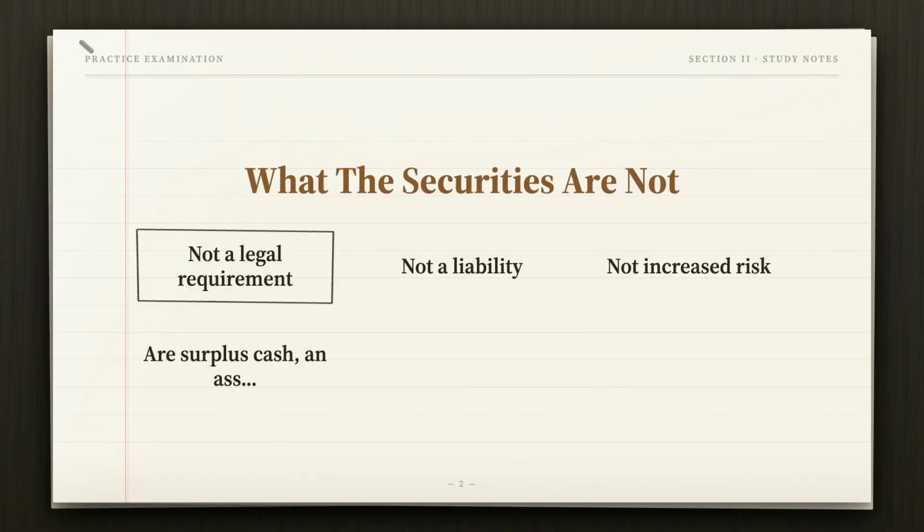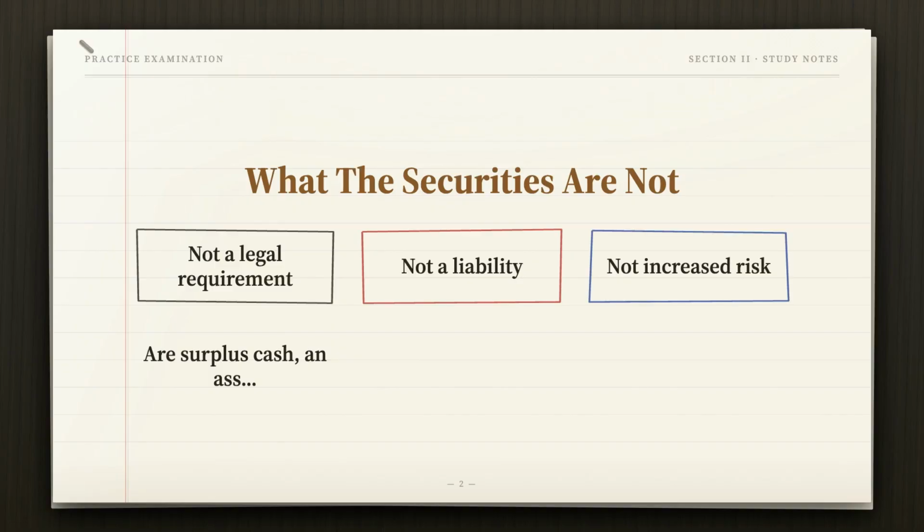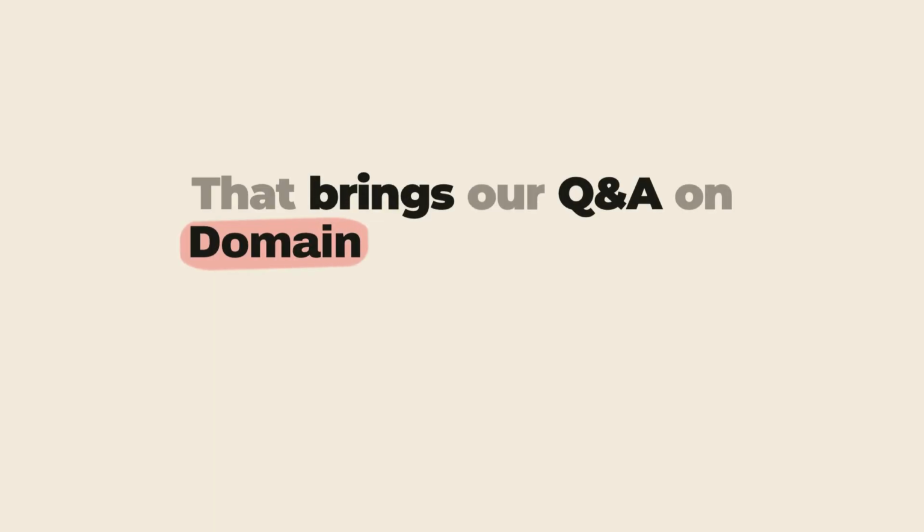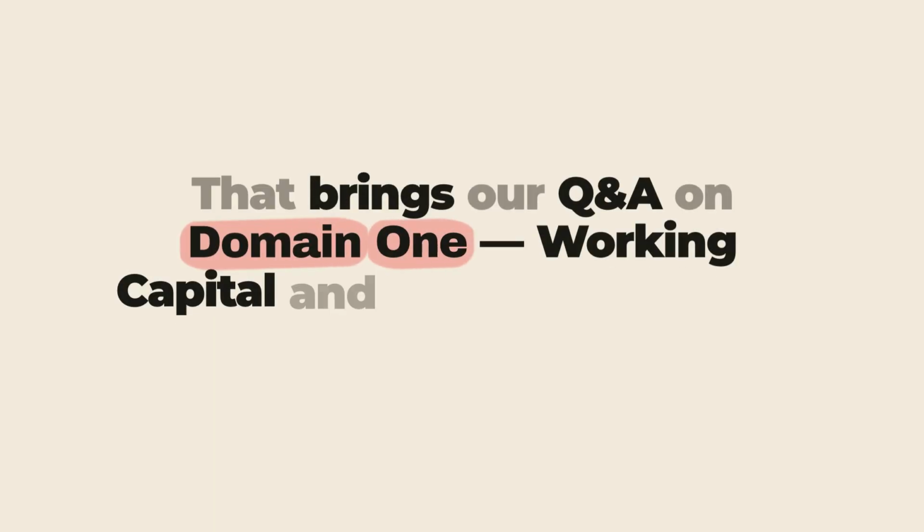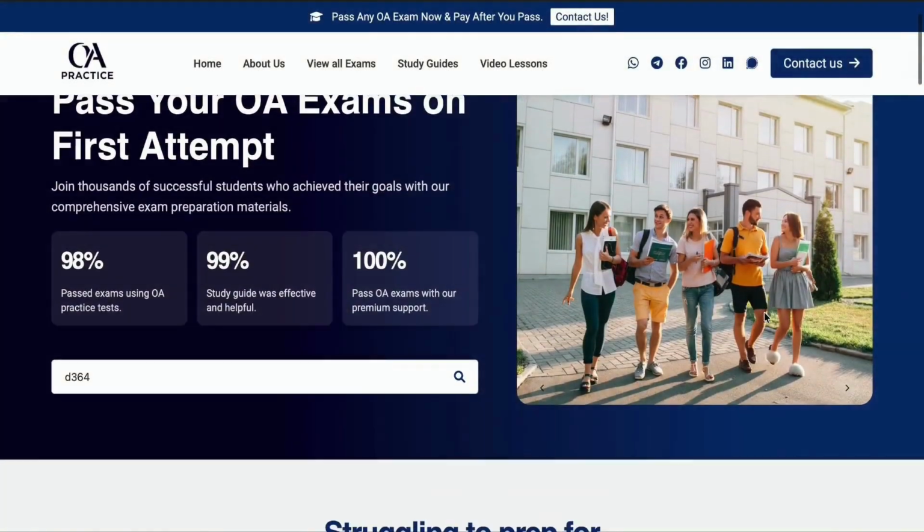This clears up common misreadings. The securities aren't required by law, aren't a liability, and don't signal more risk taken. The conservative policy exists to minimize rollover risk. They're simply surplus cash, an asset parked safely until the seasonal build-up calls it back into service. That brings our Q&A on Domain 1, Working Capital and the Balance Sheet, to a close.